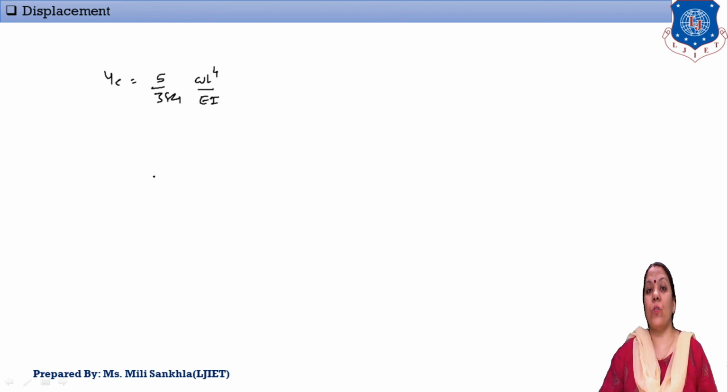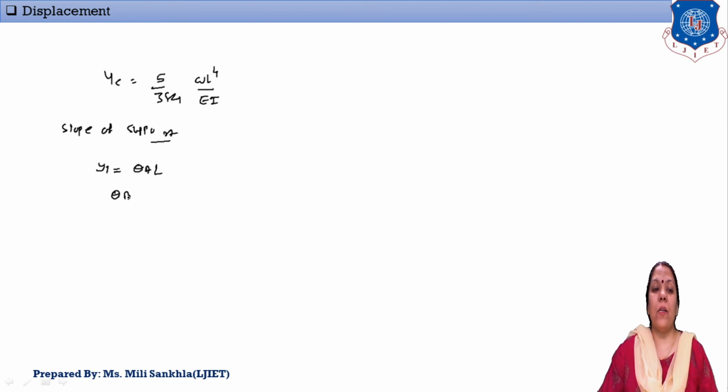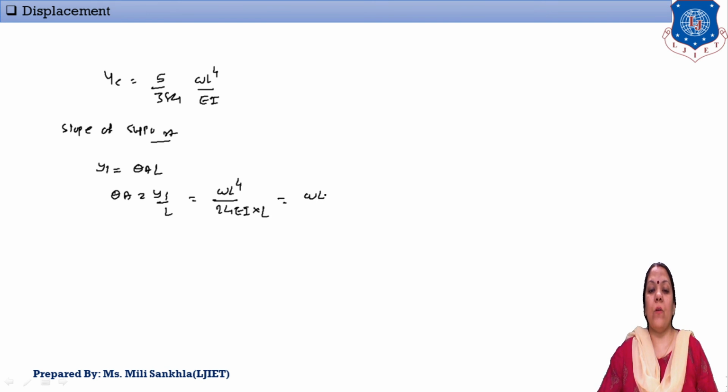Now we find the slope at support. From our deflected shape, we write Y1 is equal to theta A into L. That means theta A is equal to Y1 by L. What is the value of Y1? Y1 is equal to WL raised to 4 by 24 EI, divided by L, which is equal to WL cube divided by 24 EI.